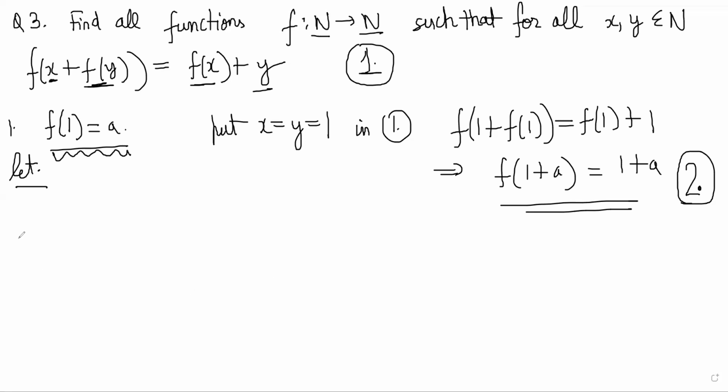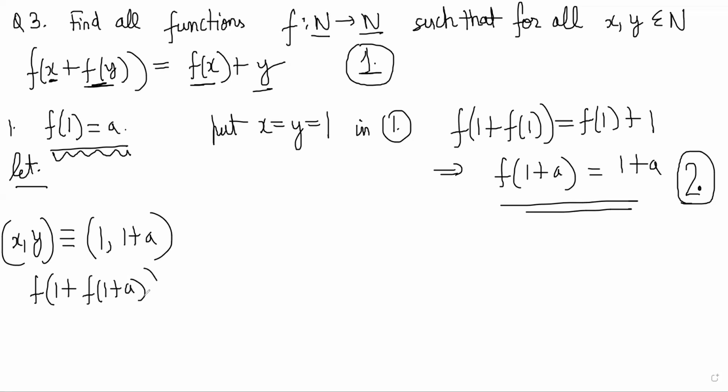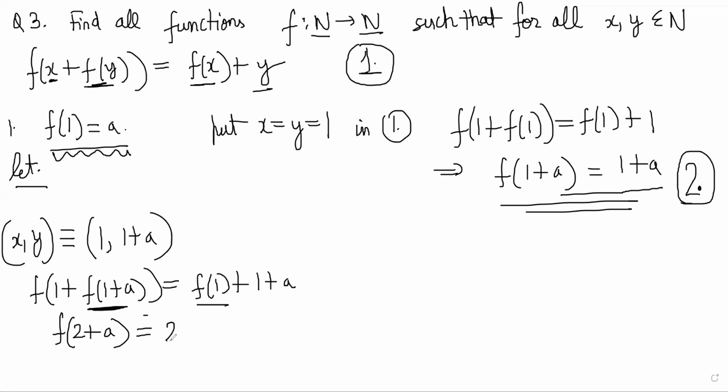Now, the next step is putting x and y as equal to 1 and 1 plus a. So we'll get f of 1 plus f of 1 plus a is equal to f of 1 plus 1 plus a, right? So this becomes equal to f of 1 plus a, we will use the second result as 1 plus a. We'll say f of 2 plus a is equal to, and this becomes f of 1 is a, so this becomes 2a plus 1, right? This becomes our third result. F of a plus 2 is 2a plus 1.